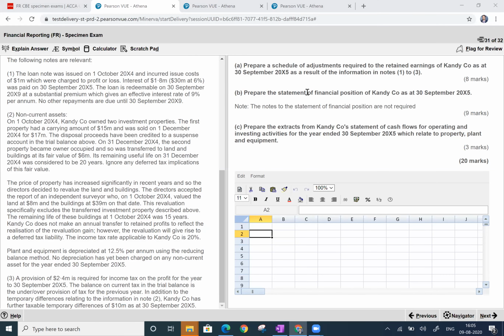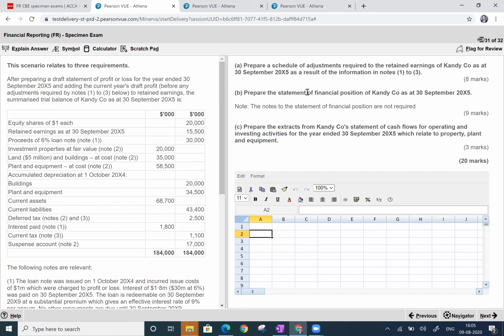So now let's read this. After preparing the draft statement of P&L for the year ended 30 September 20x5 and adding the current year's draft profit before any adjustment required, notes 1 to 3, to retained earnings, a summarized trial balance is given. So what is retained earnings? Retained earnings as at 30 September 20x5 is 15,500. What do they say? After preparing the draft statement of P&L.